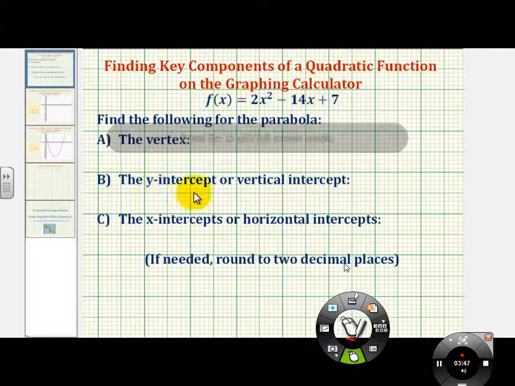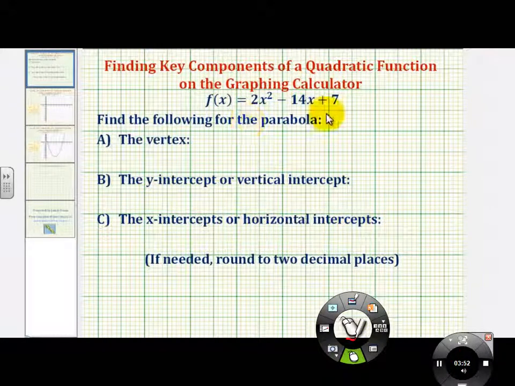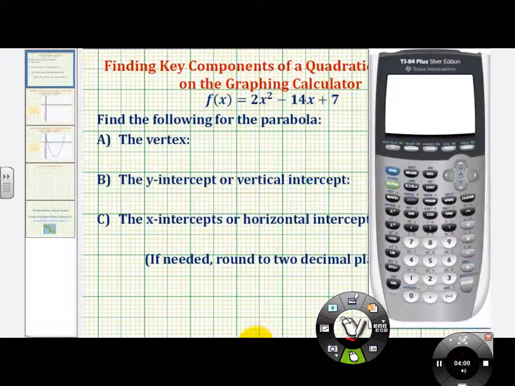Vertex, Y-Intercept or vertical intercept, and X Intercept or horizontal intercepts of a quadratic function. In the previous video, we did this by hand. So the first step is to enter the function into the calculator. So we'll press y equals, clear any old functions by pressing clear, enter the new quadratic function. So we have 2x squared minus 14x plus 7. Let's start with the standard window. To make sure we have the standard window, we can press zoom 6 for the standard window.